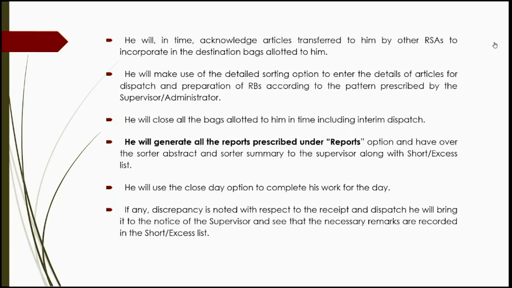Naturally, at the end of the day, he generates the reports and summary, everything. If there is any short or excess, what do we mean by short or excess? In the receipts registration list, they have listed out, say, 100 articles. But on counting the articles, there are 101, which means one is excess. If it is 98 or 95, it is short. You will know that as you scan it. This kind of short or excess is also reported to the supervisor.